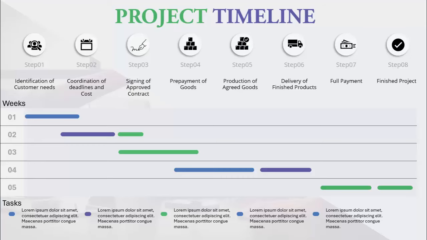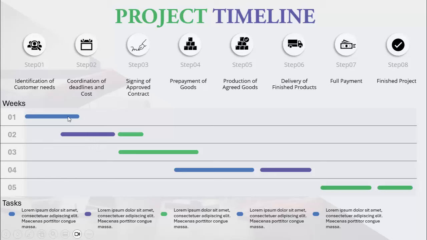In today's tutorial, I'm going to show you how to create a project timeline. As you can see here, we have got 8 steps, step 1 to step 8. Step 1 is identification of customer needs, then coordination of deadlines and cost, and then the delivery, full payment and finish project. And we have only 5 weeks to complete this one.